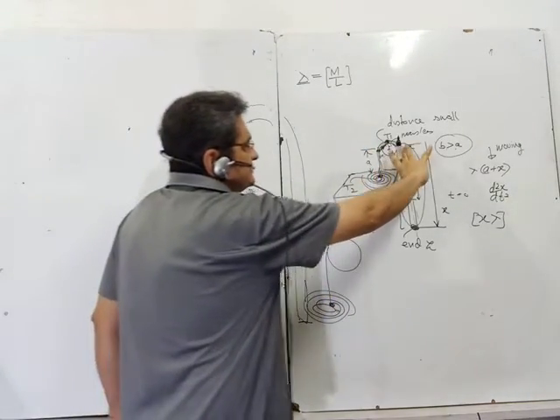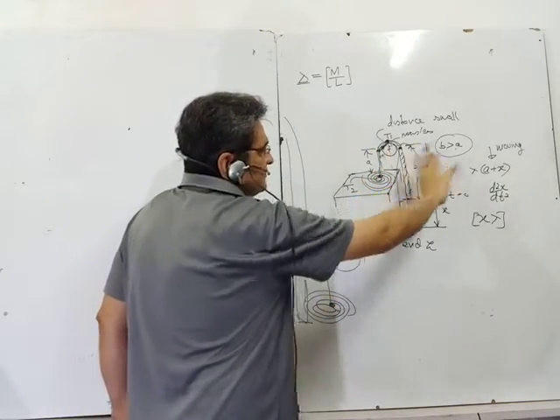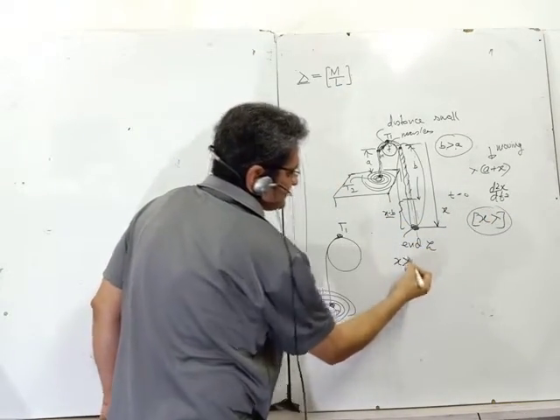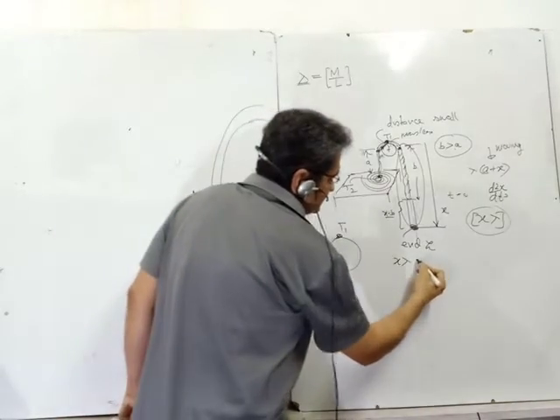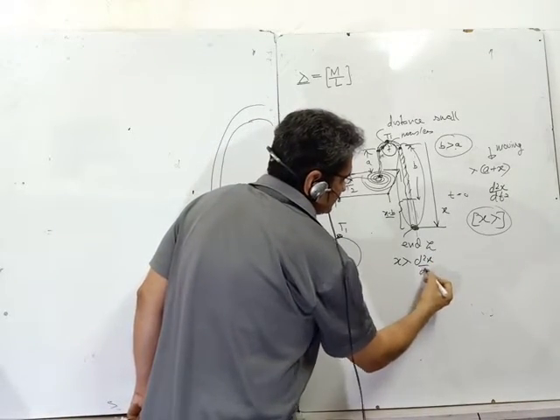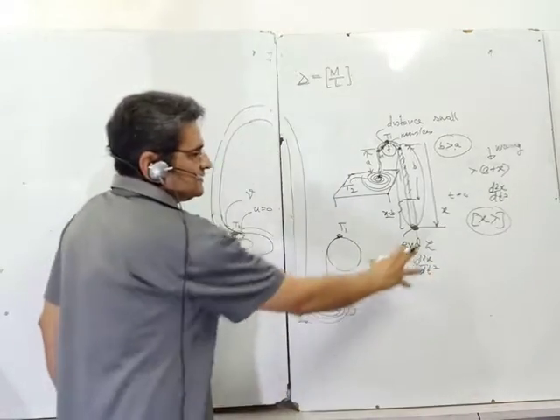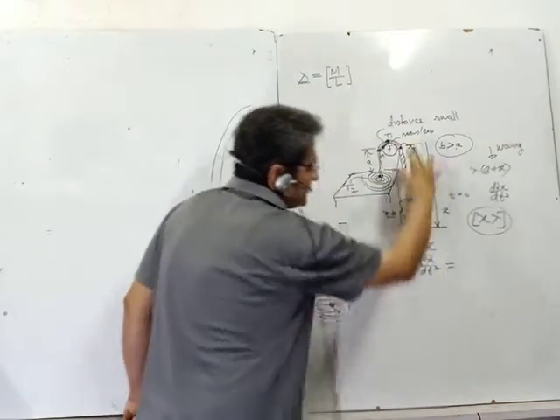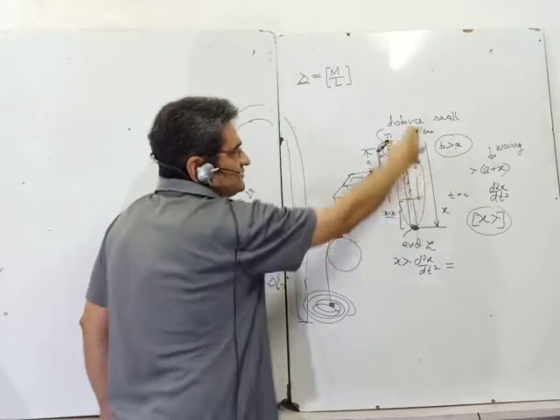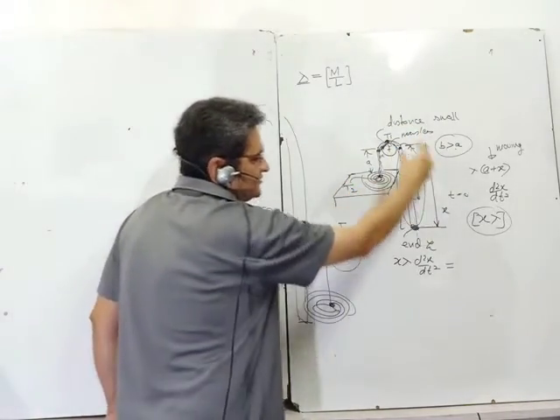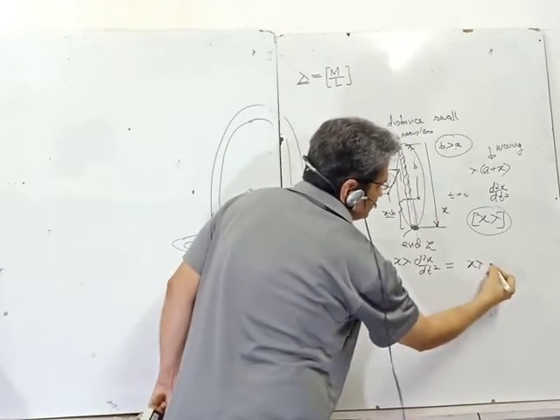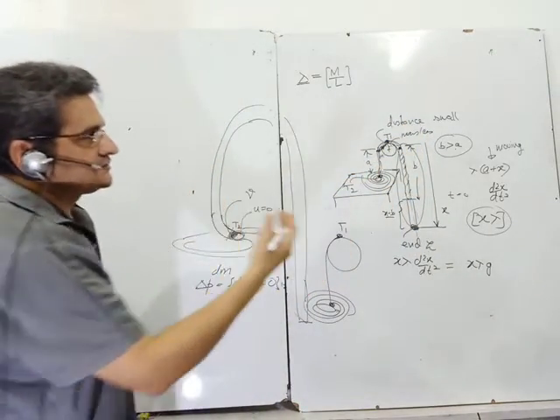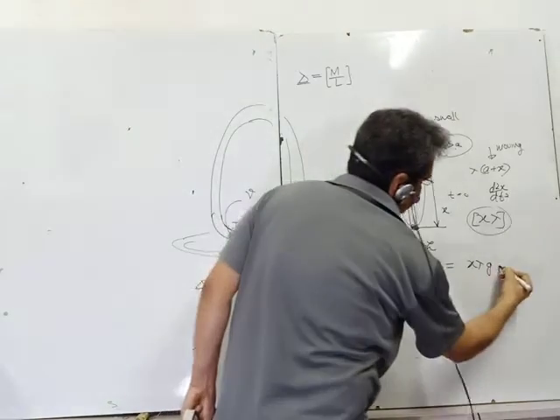Now let me take this part of the chain. Mass is lambda x. What is the acceleration? D square x upon dt square is the acceleration. And what is making it move is this hanging part, mg of this part. The mass of this part is again lambda x, into g. This is what is making it move. What is stopping it? Tension, T1, minus T1.